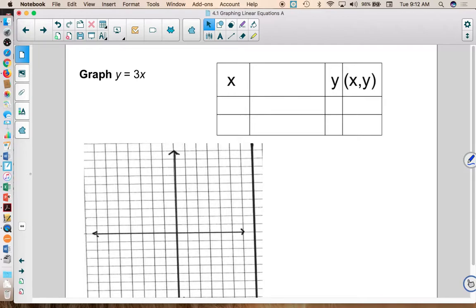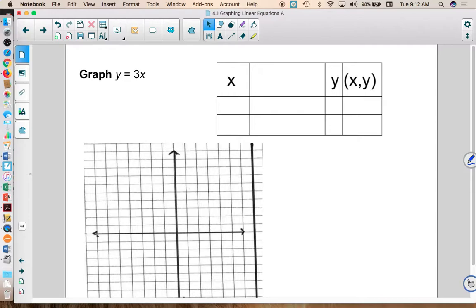Now, pick another number. Keep it simple. So now it's 3 times 2 is what you write there. Don't use your comma, honey. It's an equation that you're writing. So 3 times 2 is 6. So what's your ordered pair? It's here, 2, 6.